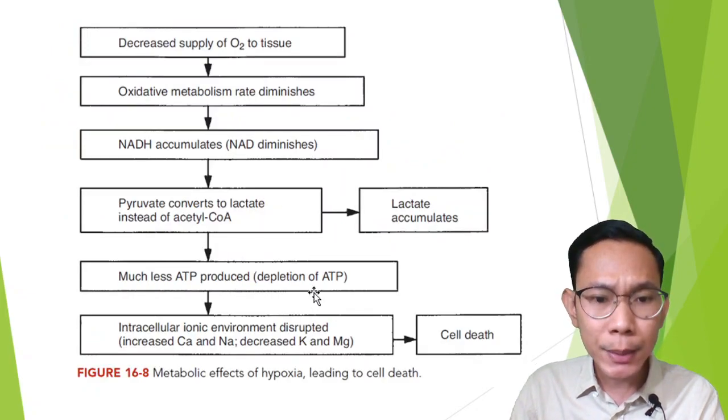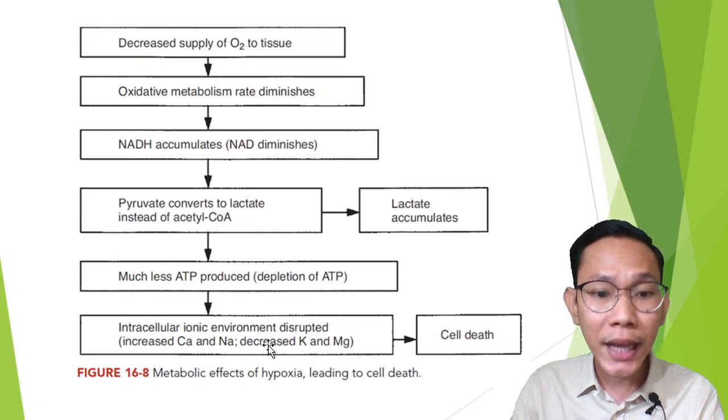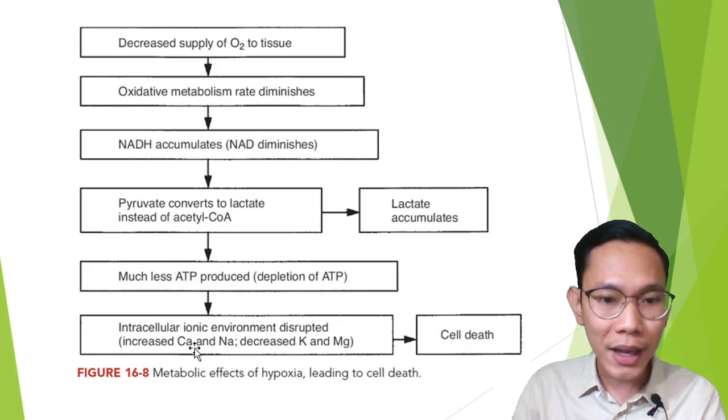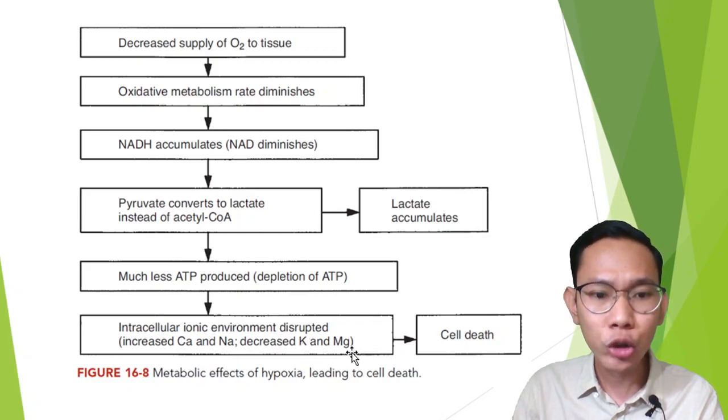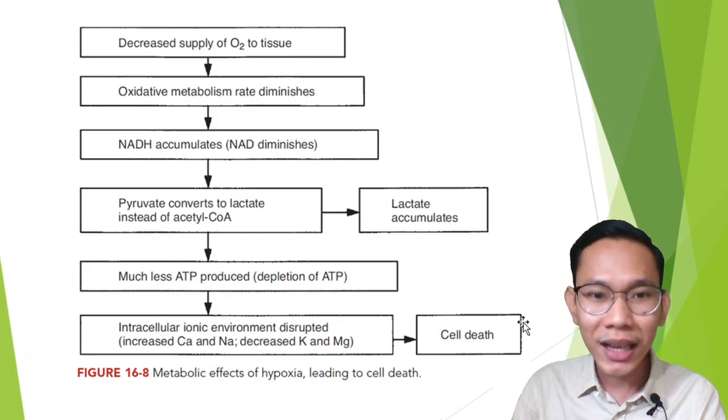Next, much less ATP is produced. So ano nangyayari? Intracellular ionic environment disrupted. So in short, pag mababa ang ATP, wala ka nang napuproduce na energy, nagkakaroon na ng disruption ng ating intracellular ionic environment. Tumataas ang calcium, tumataas ang sodium, bumababa ang potassium, and bumababa ang magnesium. If your intracellular ionic environment is disrupted or unstable, this will lead to cell death. So in short, this is the explanation why decreased level of oxygen will lead to your cell death.